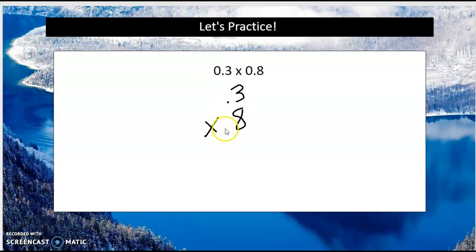Okay, now I'm going to put my decimals there so that we know what to do when we're done. But first, let's just multiply 3 times 8. Well, what is 3 times 8? 3 times 8 is 24.